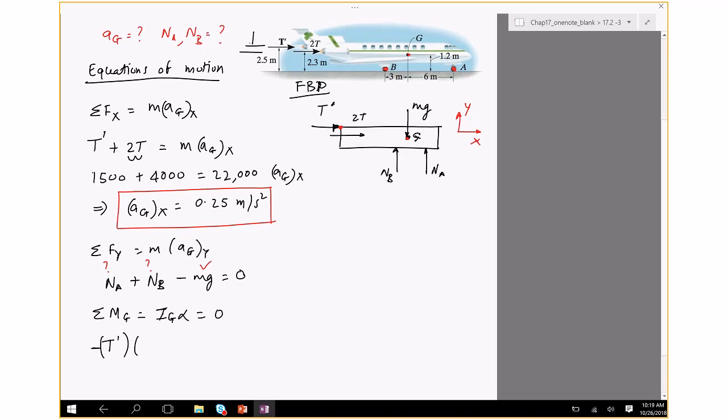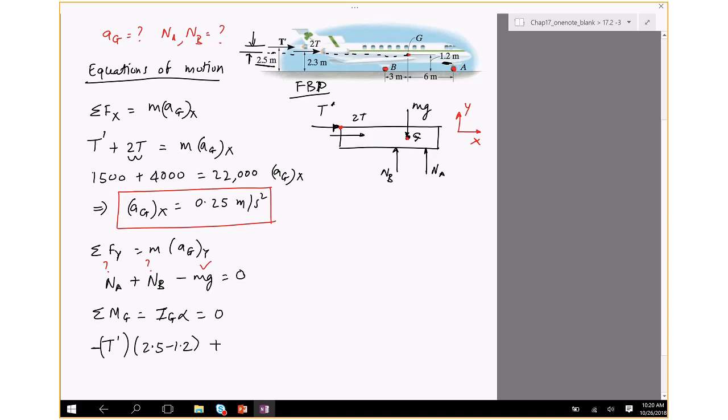So we need to find that distance. So that's clearly 2.5 minus 1.2. 2.5 is the distance of T prime from the ground, and 1.2 is the distance of G from the ground. So if you want to find the distance from the application of T prime to G, it's going to be 2.5 minus 1.2.